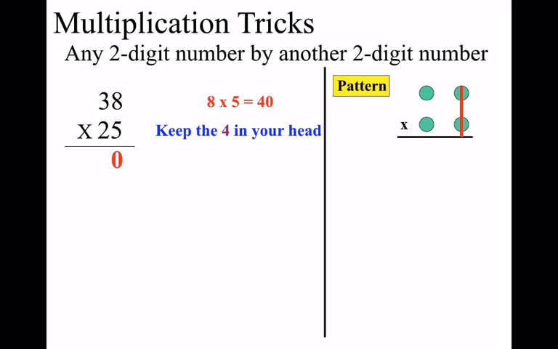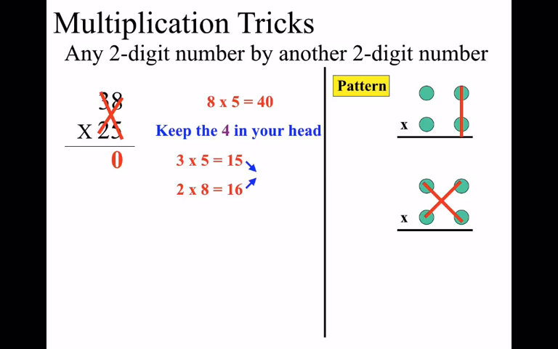So the second step of the pattern is to multiply both diagonals together and then add those two products together. So in this problem we have 3 times 5, which is 15. And then we have the other diagonal, so 2 times 8 is 16. And we're going to add those two products together, and that is 31. But then we have that 4 that we kept in our head or on our left hand, and we have to add on to that. And 31 plus 4 is 35.